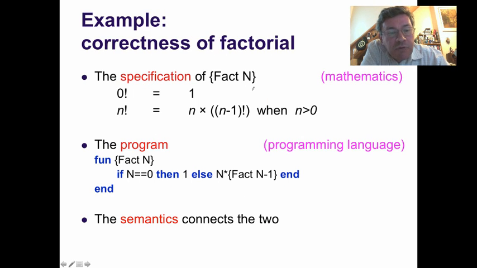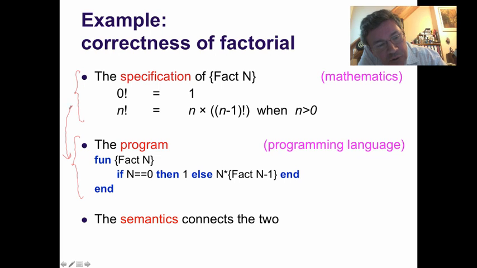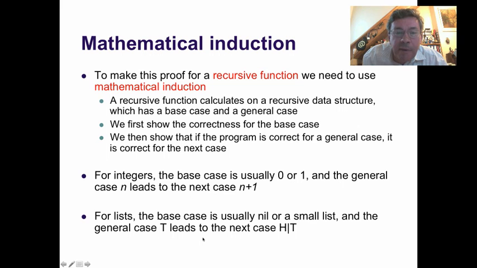So here's a simple example program. Let's use a factorial. The specification is a purely mathematical construct. 0 factorial is 1, and n factorial is n times n minus 1 factorial when n is greater than 0. The program is a pure programming language construct. Fun fact n, if n equals 0, then 1, else n times fact n minus 1, and end. So the semantics now is going to connect these two, and we're going to connect them to make a proof.